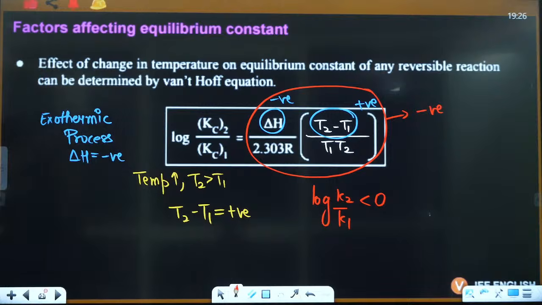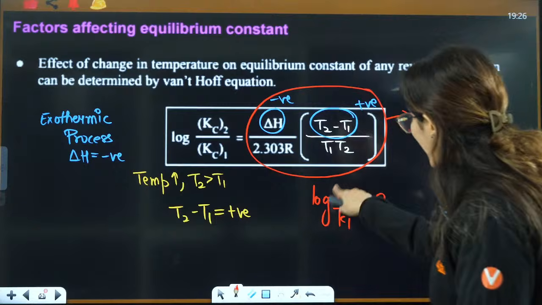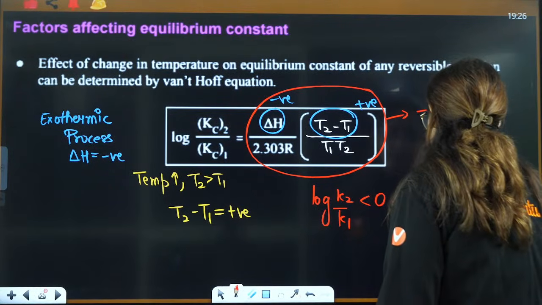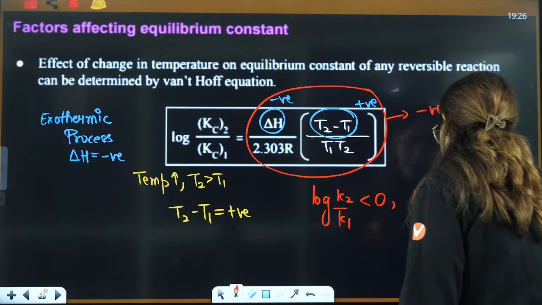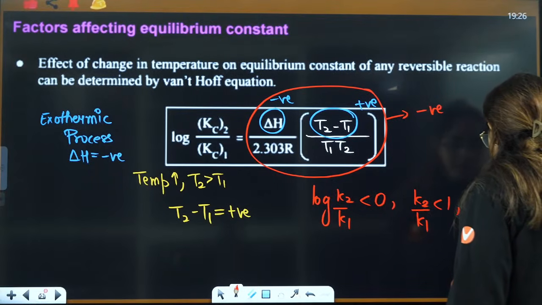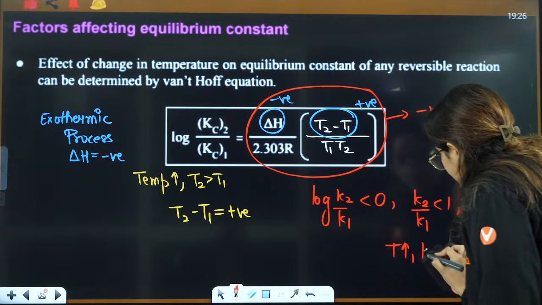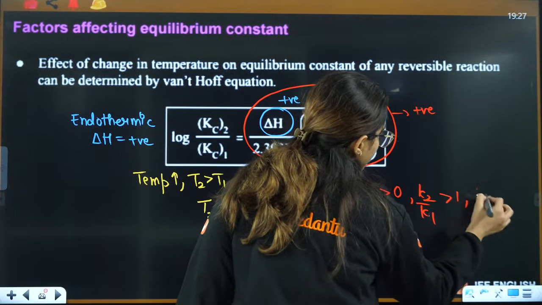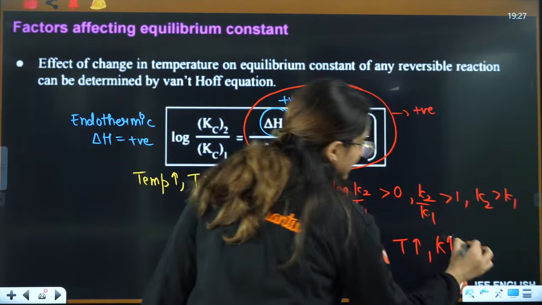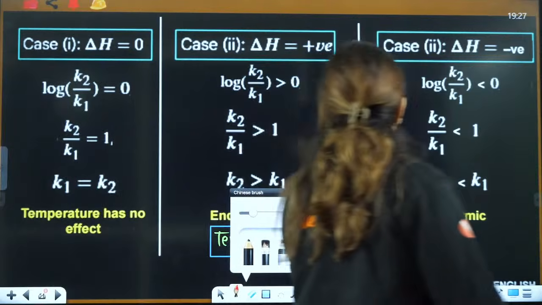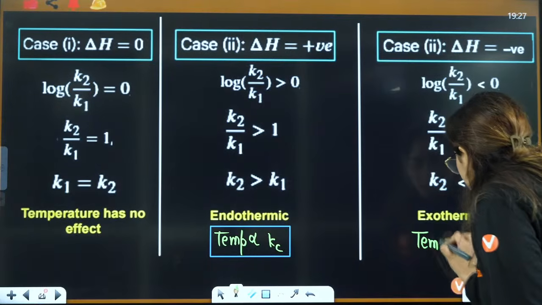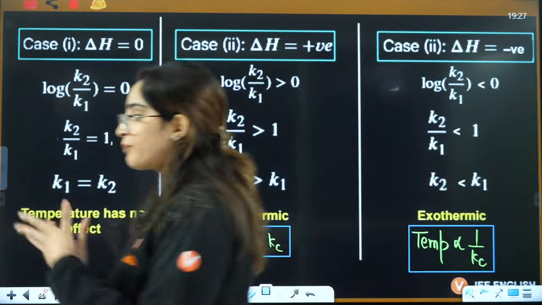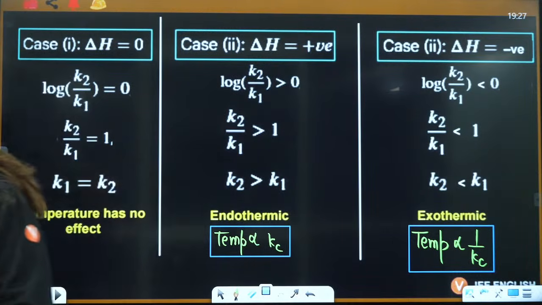If log of anything is negative, that means that anything is obviously less than 1. That means K2 by K1 is less than 1, so K2 is less than K1. That means as temperature increases, K decreases, right? Here it was the opposite. There K2 was greater than K1, so as temperature increases, K was increasing. So that's why we are writing that for an exothermic reaction, temperature is inversely proportional to Kc, right? This is important. That's how Kc is dependent upon the type of reaction you have.